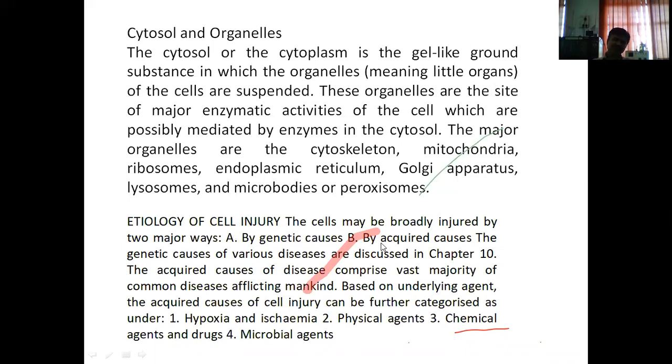The second one is the etiology of cell injury by acquired causes. The genetic causes of various diseases are discussed in chapter number 10, and the B part is acquired causes.